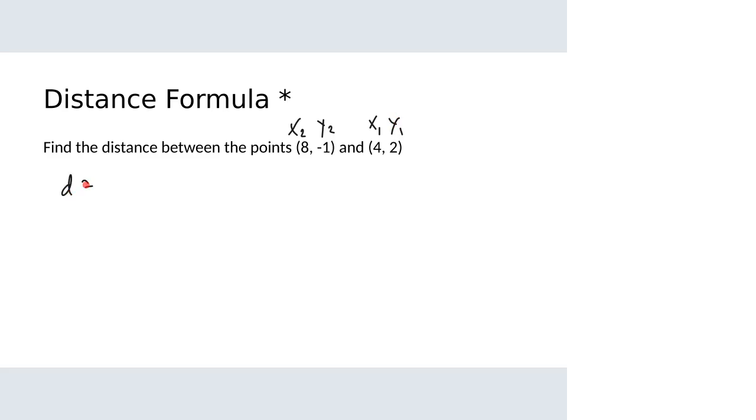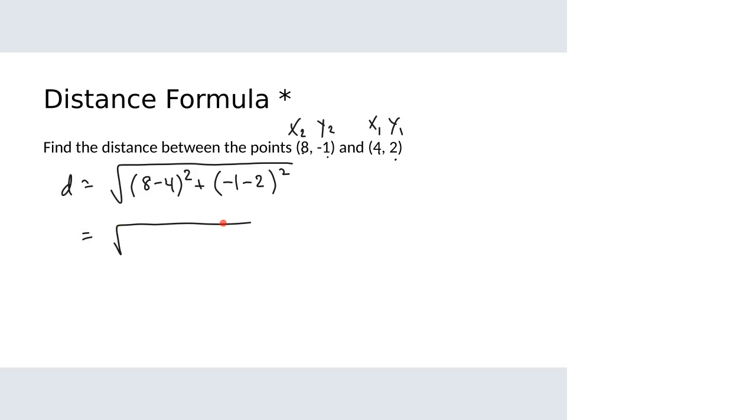The distance here is going to be the square root of, all right, so x2 minus x1, so that's 8 minus 4 squared. And then y2 minus y1 is negative 1 minus 2 squared. Be careful with negatives on these. I don't think the formula is going to be hard, but the negatives can trip you up sometimes. And then let's see, that gives me 4 squared plus negative 1 minus 2 is negative 3 squared.